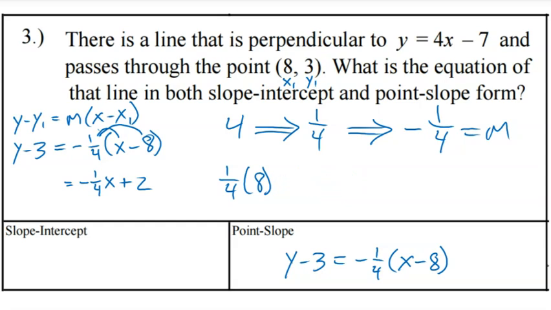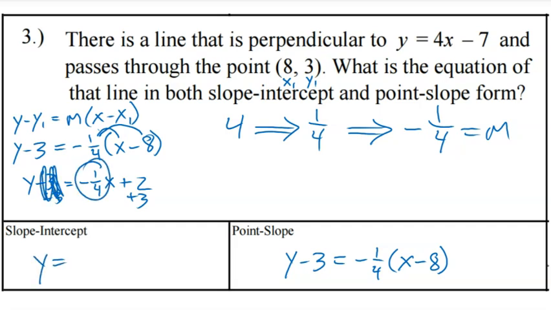Okay, and so we've distributed the negative 1/4 on the right side. Now we're going to bring down the y minus 3. Now we're going to add 3 to both sides. It's going to cancel over here, and we get y equals negative 1/4 x, and then 2 plus 3 is 5, and we have our slope-intercept form. Okay, and so that's question 3.